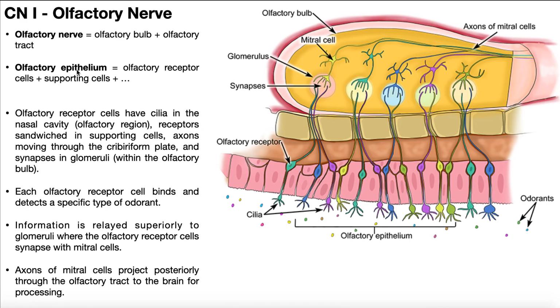Then we have the olfactory epithelium. Now very quickly, in this picture, here's the olfactory bulb up top. It's on the cranial side of this, which is the cribriform plate. And then below the cribriform plate, this is the nasal cavity side down here.